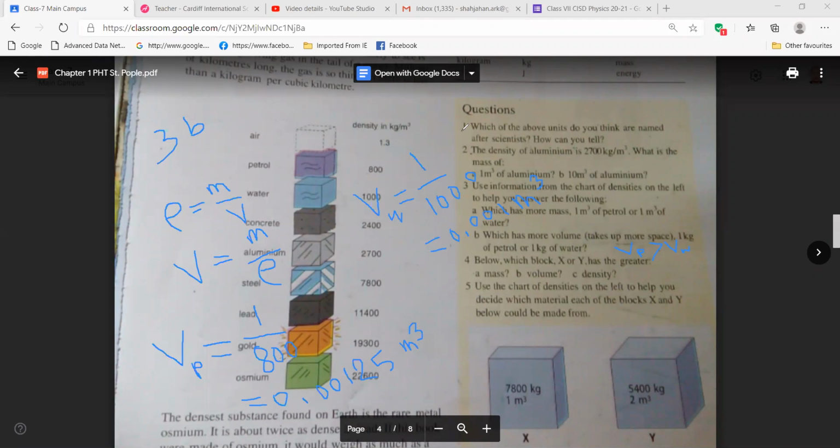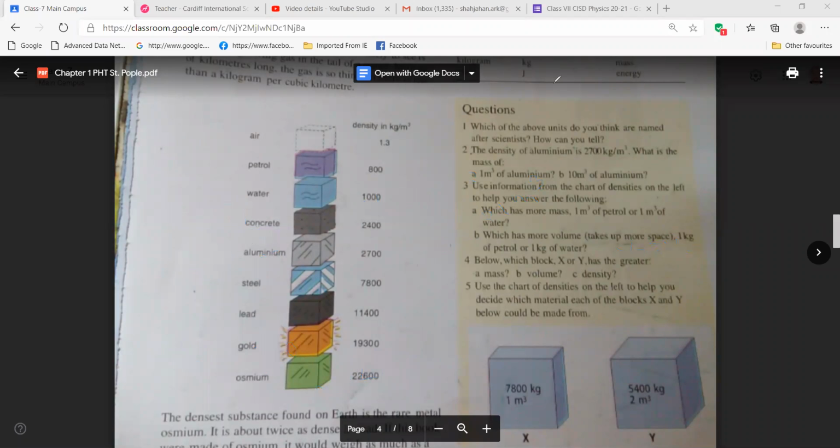For C, density. Can you do the working of density for X and Y? Everyone, do it on your copy. I think you have done, right? What is the answer of the density of X? 7800. First one is 7800 kg per meter cube, right?